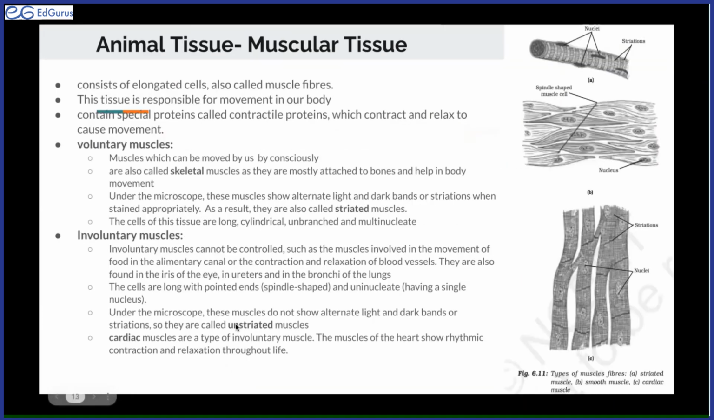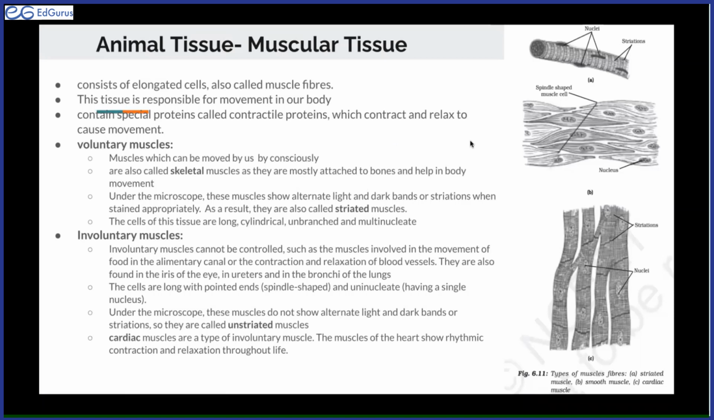So that is another difference. Involuntary muscles are unstriated, but voluntary muscles are striated. So the two main differences here: voluntary muscles can be moved by us consciously. Involuntary muscles cannot be controlled. Voluntary muscles are striated. Involuntary muscles are unstriated. Voluntary muscles are multinucleate and involuntary muscles are uninucleate. And all of these points are differences and you can just go through them once, but those are the main differences that I wanted to point out.